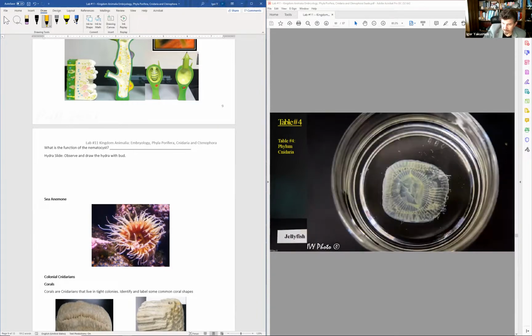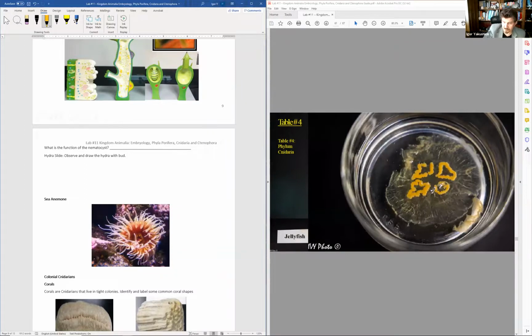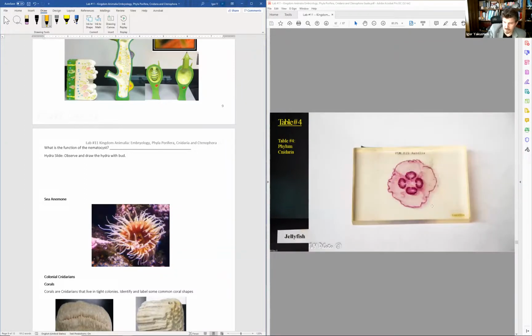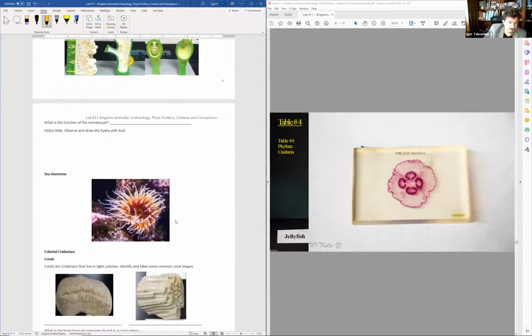That's the jellyfish. Well, it's flipped over. But yeah, that's a jellyfish. That's another jellyfish. This is Aurelia. This is the most common jellyfish in any kind of fish tanks or in museums, etc.